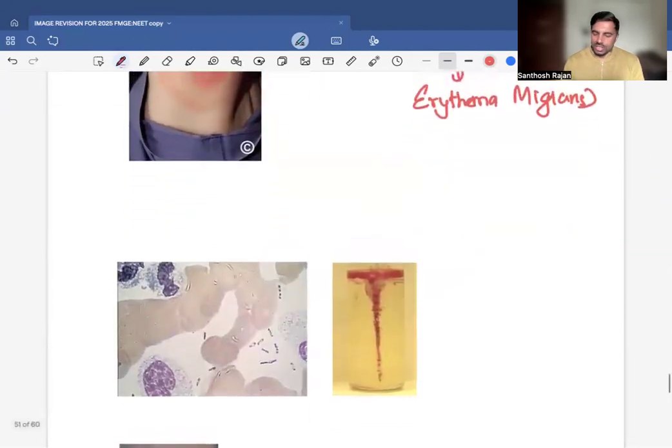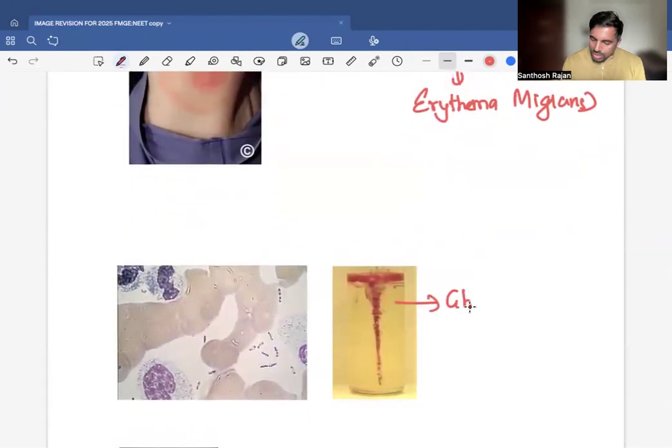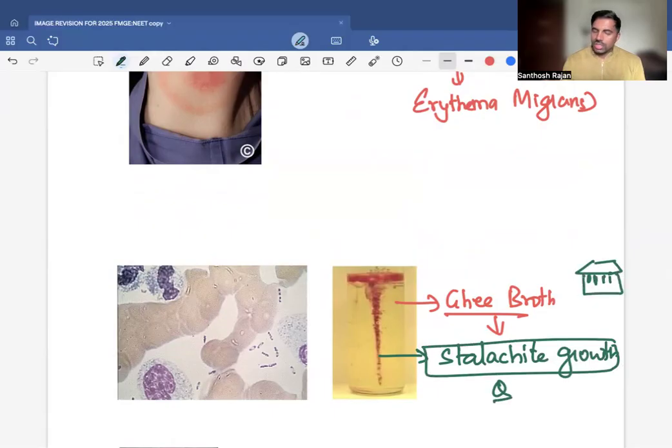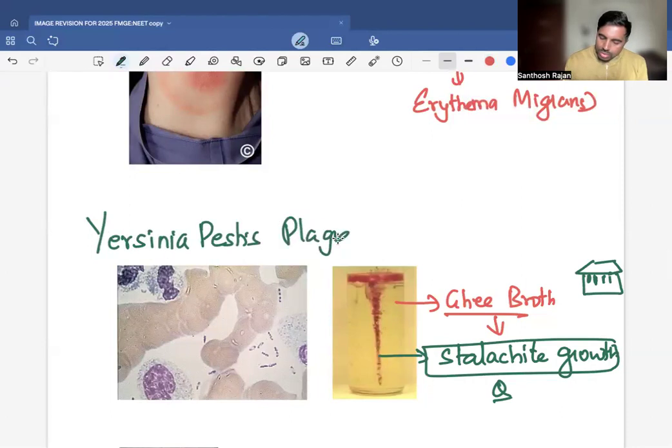Okay, and here you have to say this is a ghee broth. In ghee broth, if you're seeing this stalactite growth, this is called stalactite. Okay, very important question. You see the stalactite growth. Stalactite growth is basically like in the winter, the snow in front of the houses. When there is snow, you see something hanging in front of the house. That is the stalactite growth. This is very, very characteristic for Yersinia pestis, the plague. And also, ghee, everything comes, you think about Yersinia pestis.